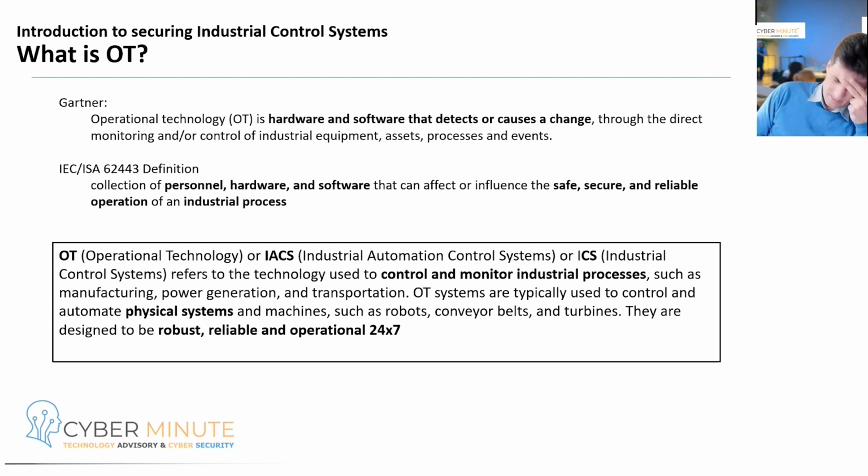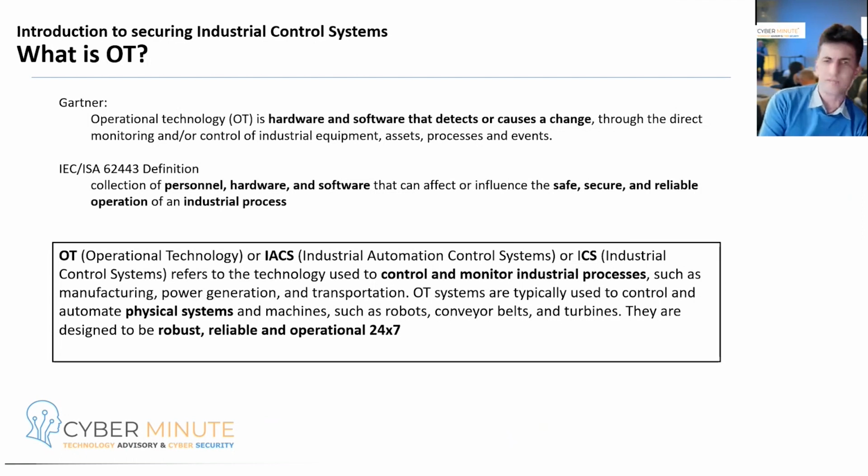Let's start with the very basics, because that's actually not such an easy one. What is OT? What is an industrial control system? Now, the term OT, operational technology, also referred to as IACS, Industrial Automation Control System, or ICS, Industrial Control System, for me refers to the technology that is used to control and monitor industrial processes. And the difference between the typical IT there for me is that this type of technology manipulates physical processes.